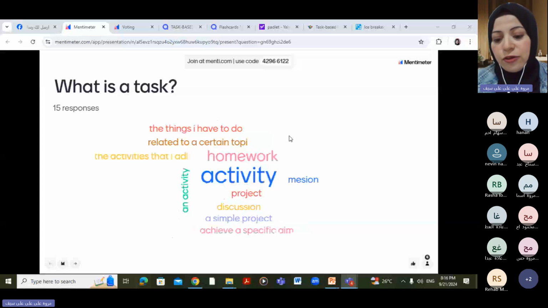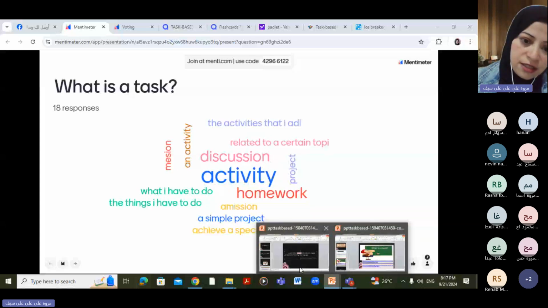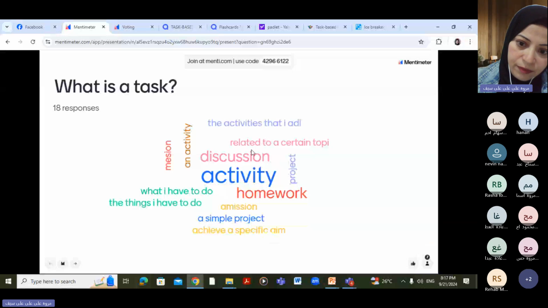Back to the presentation, and I can see that somebody wrote something here. It's the same. A mission, simple project. What I have to do. Okay. Back to the presentation. And we have the definition here. So you will read it and you will complete it.